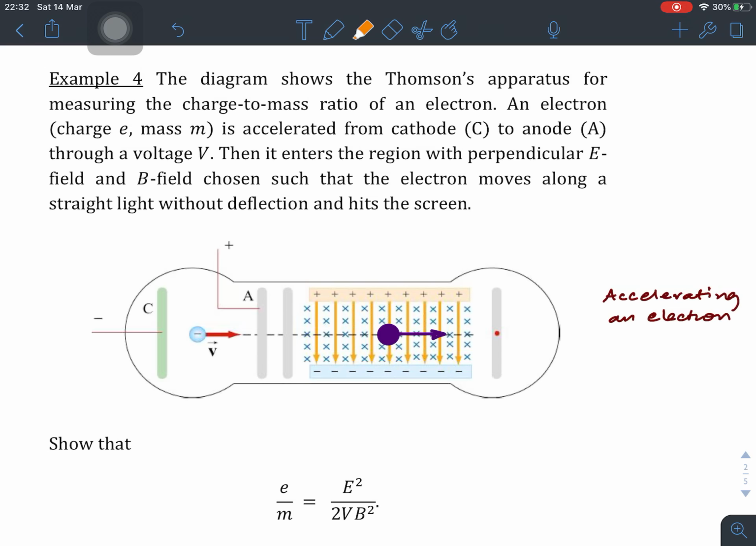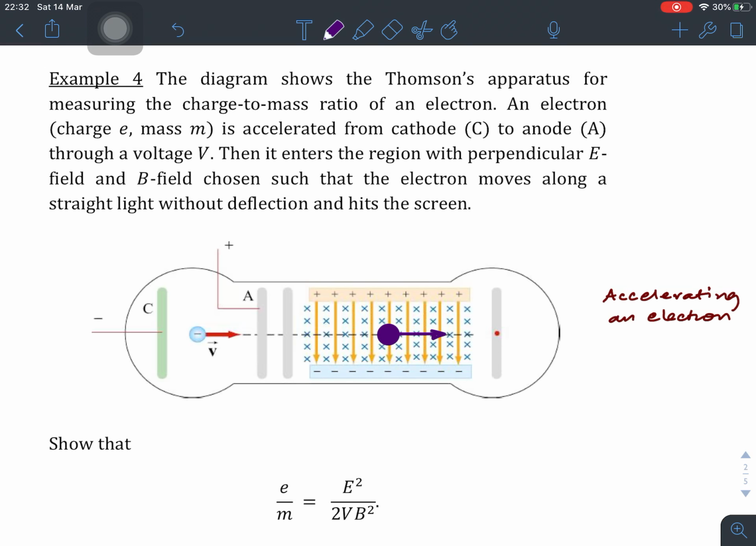In example 4, we will consider the case where there are magnetic field and electric field together in the system. The diagram here shows Thomson's apparatus for measuring the charge to mass ratio, or this e over m, of an electron. An electron has a charge of e and a mass of m and has a negative charge.